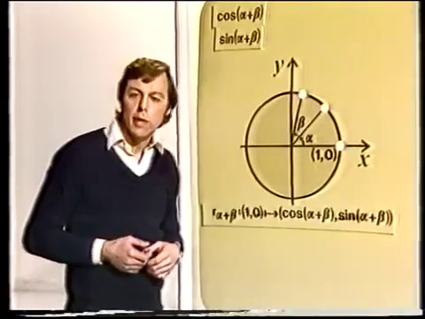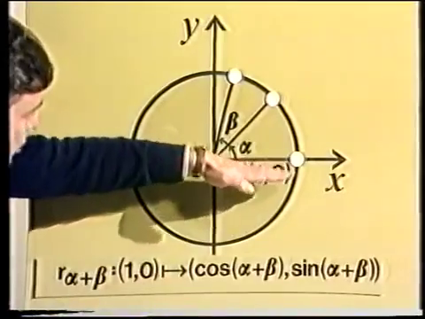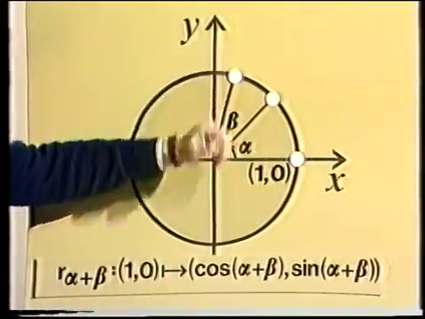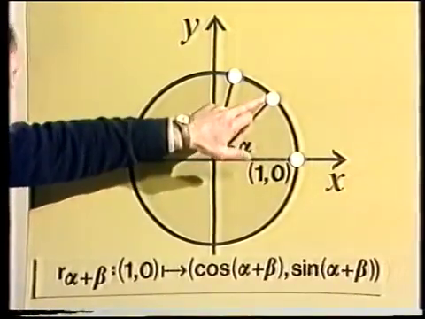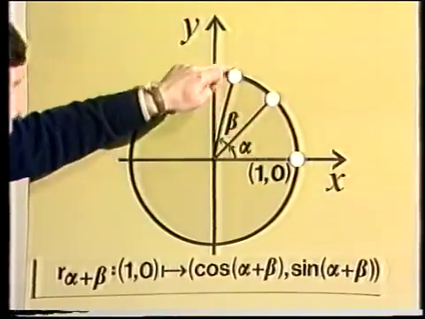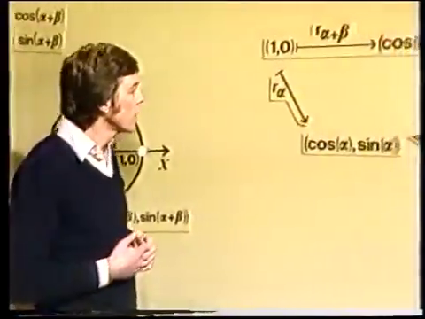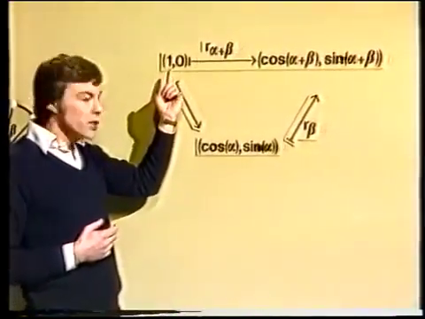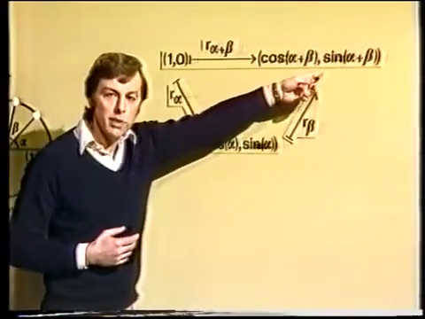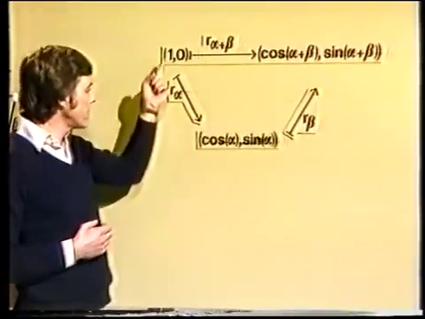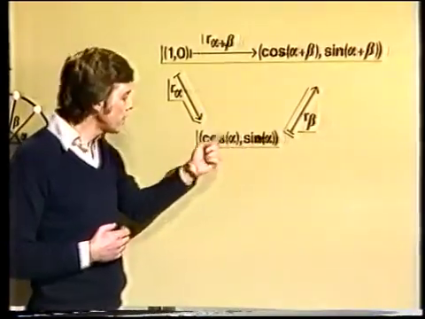So we have two alternative ways of getting (1, 0) to this point. The first way is to rotate straight through alpha plus beta, or we can rotate through alpha first, which takes this point to here, and then rotate this point through beta. We can look at it like this. We can rotate (1, 0) straight through alpha plus beta to get (cos(alpha plus beta), sine(alpha plus beta)). Or we can rotate (1, 0) through alpha, and that'll give us (cos alpha, sine alpha), and then rotate this point through beta.